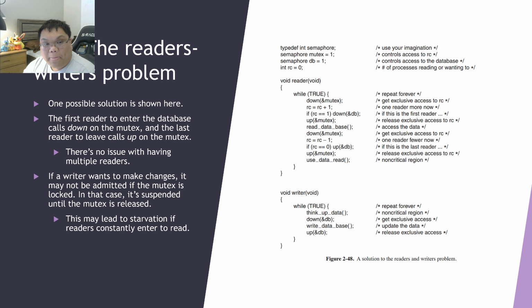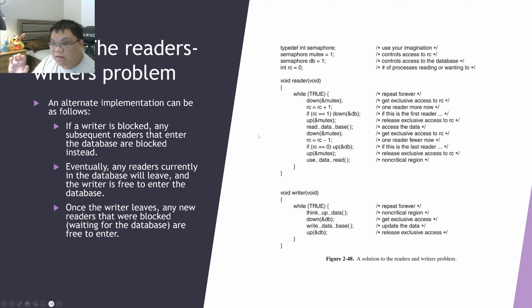So the first reader that enters the database calls down on the mutex. The last reader to leave the database calls up on the mutex. At that point, the writer is allowed to enter the database. However, this can cause starvation on the writer if multiple readers are constantly entering the database to read. So an alternative solution is as follows. If a writer is blocked, any subsequent readers that enter the database are blocked instead.